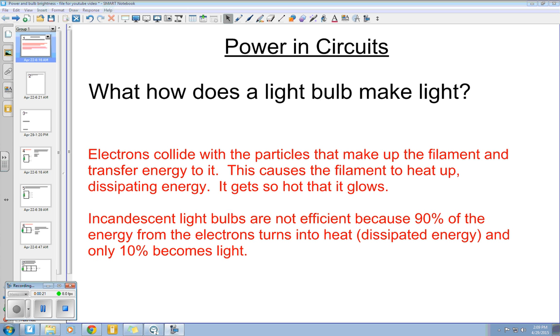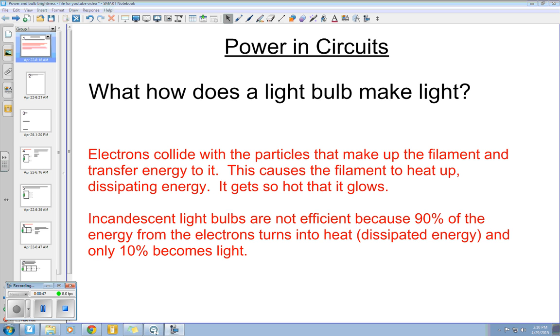But an incandescent light bulb has a very small wire in it called a filament, and that filament has a really high resistance. So the electrons that are passing through that filament collide with the atoms that make up the filament, and in that collision they transfer some of their energy to the filament. When enough energy is transferred to the filament, it causes the filament to heat up. It gets so hot that it actually glows.